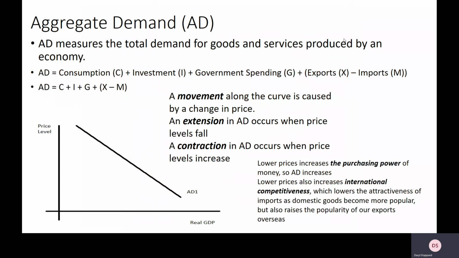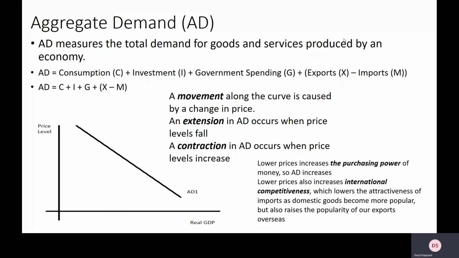Now, if I was to take the imports away from the exports, it would show me the net trade performance. So if the value of exports increases, then you get an increase in aggregate demand. If the value of imports were to increase, you get a reduction in aggregate demand.